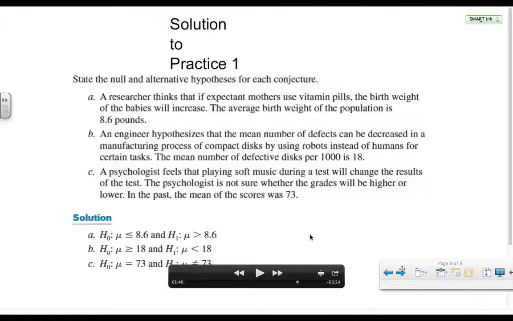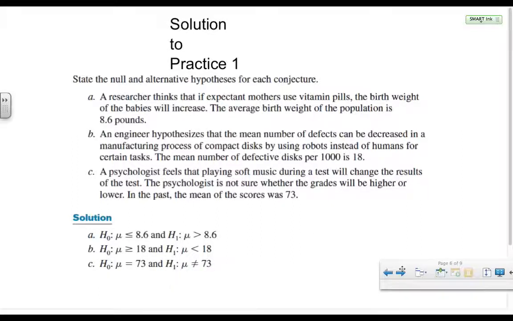Okay. C, a psychologist feels that playing soft music during a test will change the results of the test. The psychologist is not sure whether the grades will be higher or lower. In the past, there was a mean score of 73. So this is just, we don't know. We think it'll be different, but we don't know what the effect is going to be. So our H1 is that the mean will be different than 73. Our H0 is that the mean will be the same.